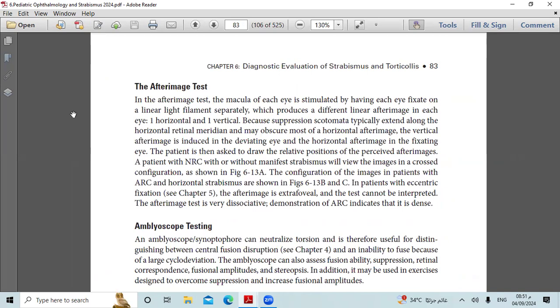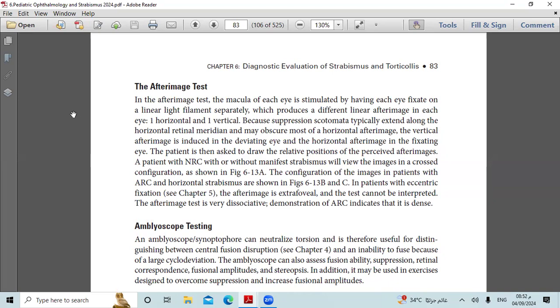The after image test. In the after image test, the macula of each eye is stimulated by having each eye fixate separately on a linear light filament, which produces a different linear after image in each eye, one horizontal and one vertical. Because suppression scotomas typically extend along the horizontal retinal meridian and may obscure most of a horizontal after image, the vertical after image is induced by the deviating eye and the horizontal after image in the fixating eye.